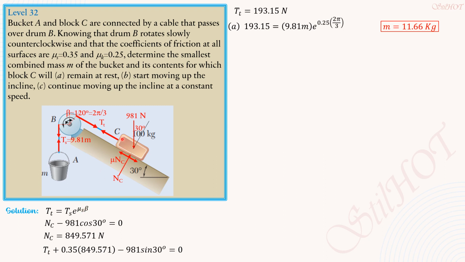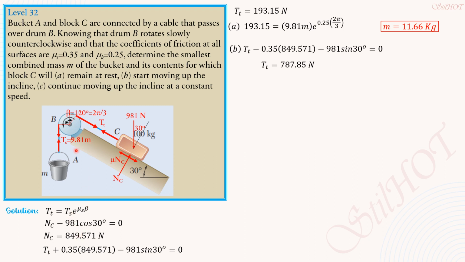Beta is the same. Then for this crate here, because this tends to start to move up, friction is going down. So T sub T will now be, summation of forces tangential, T sub T minus 0.35 of 849.571 minus 981 sine 30 degrees equals 0. So T sub T is equal to 787.85 newtons. Then we substitute into this equation.